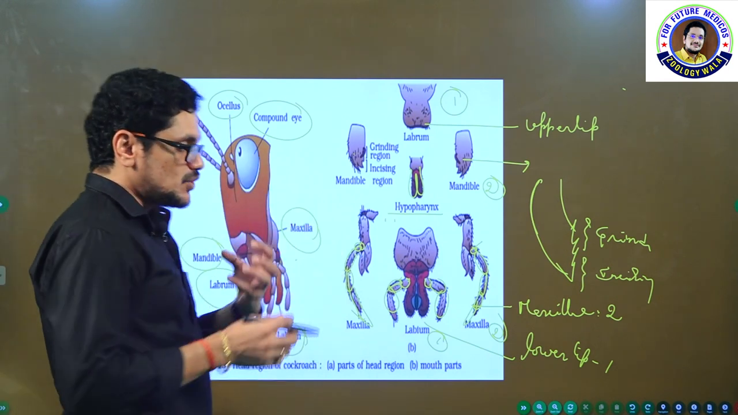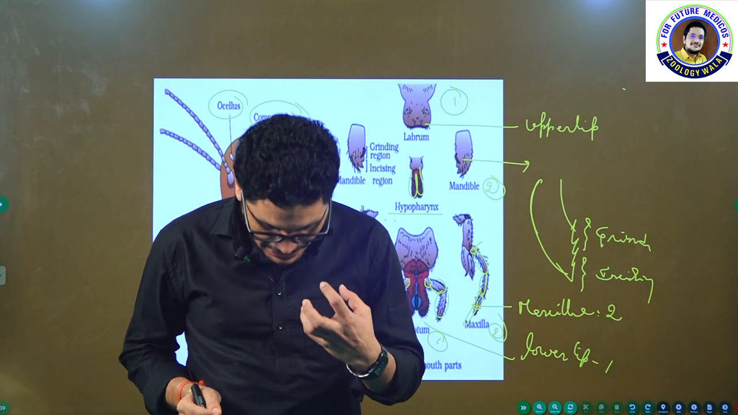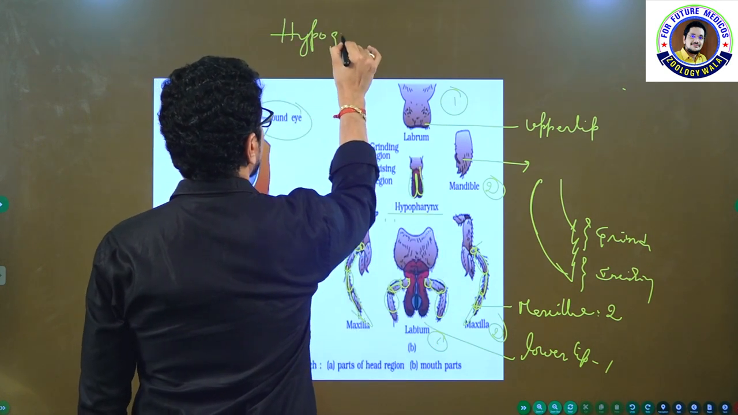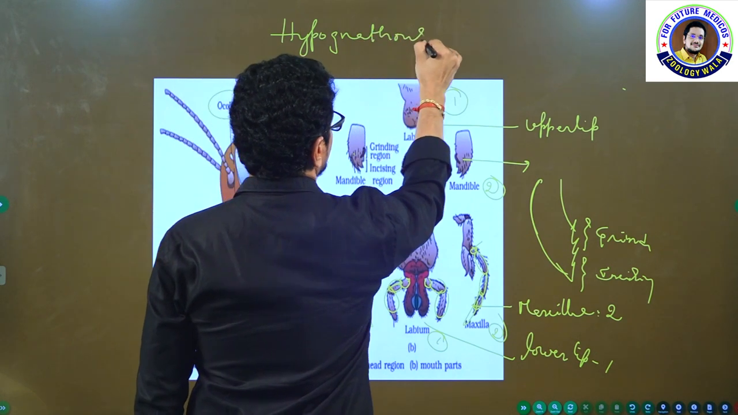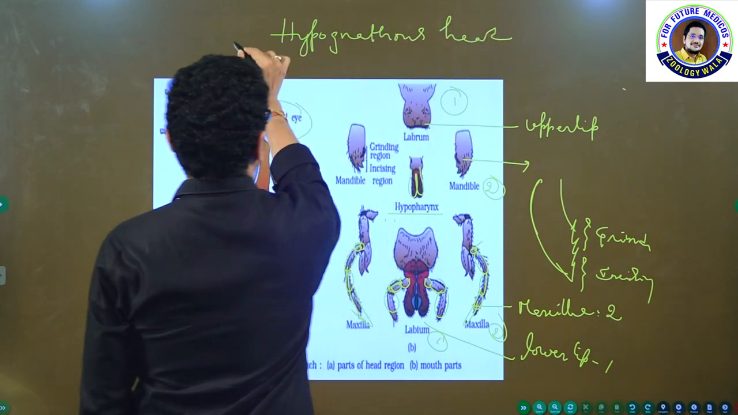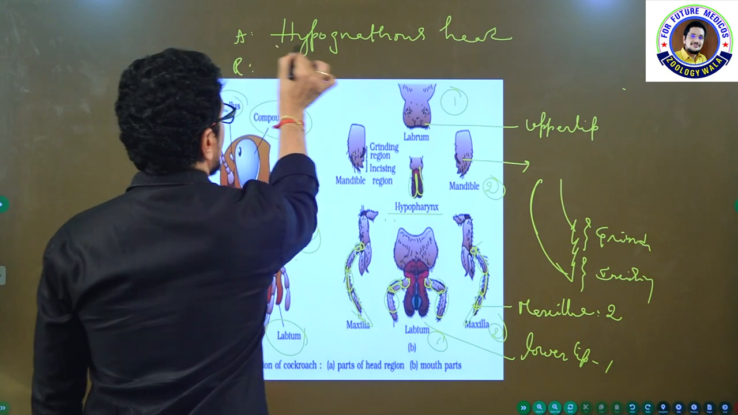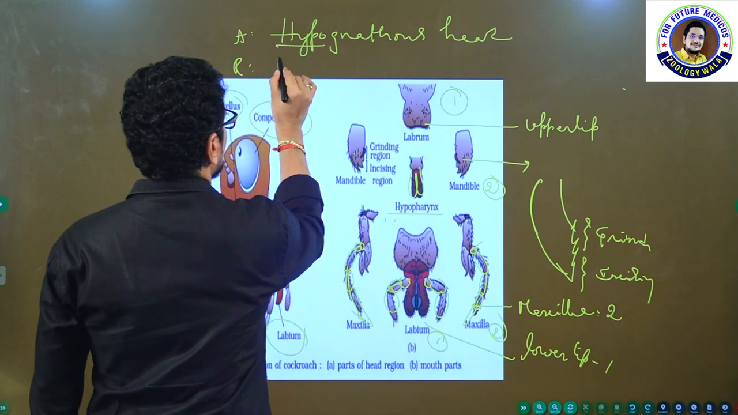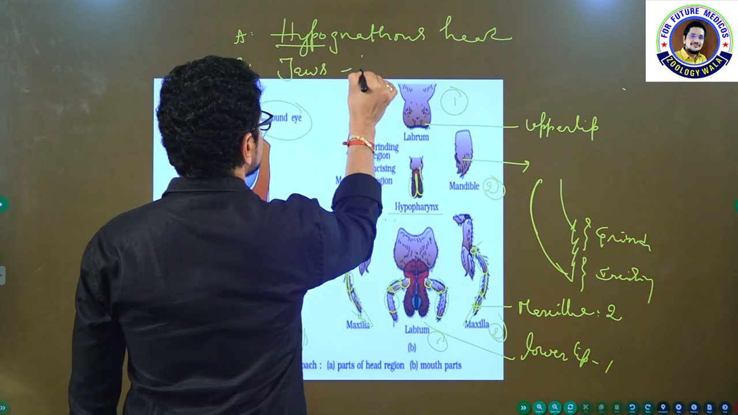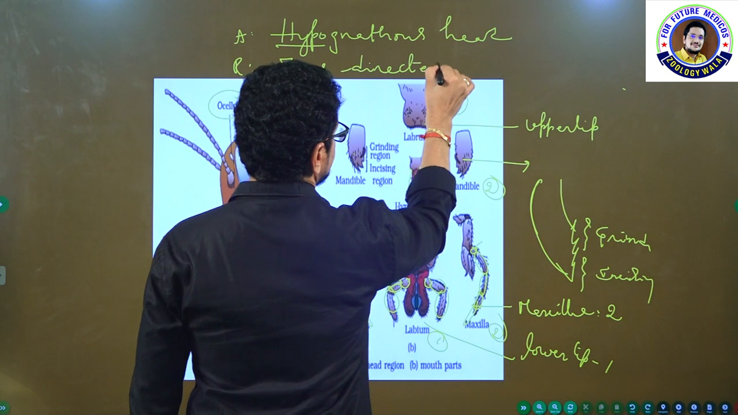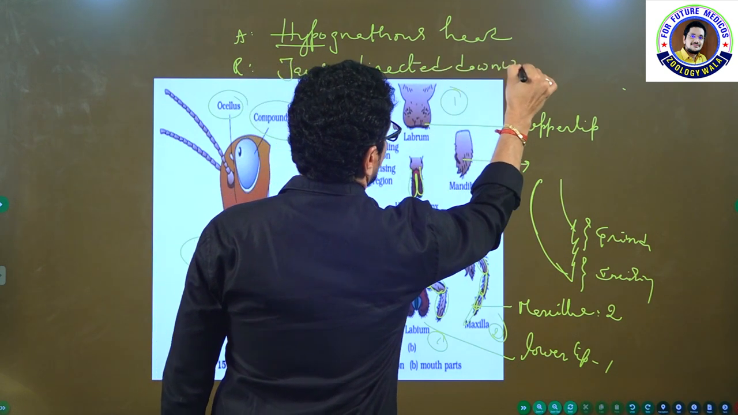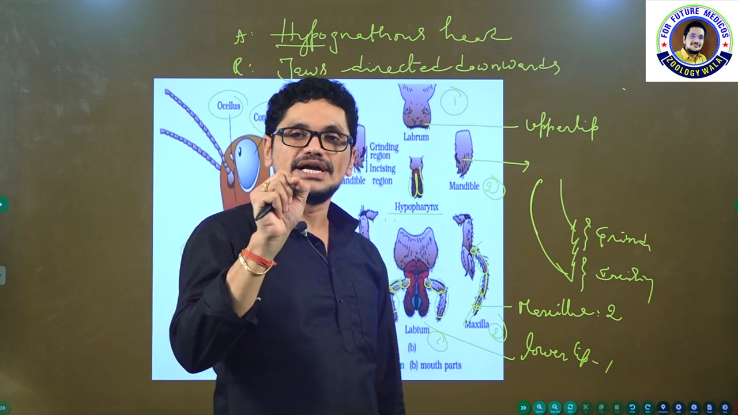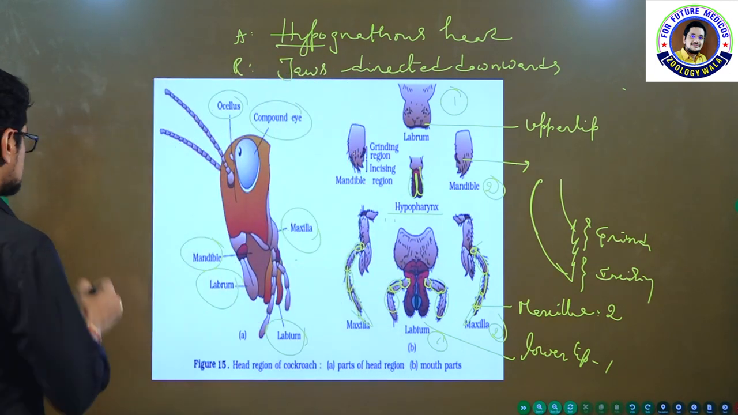And just now I told you, the head is always bent at right angles to the body. That is the reason why it is called hypognathous head. H-Y-P-O-G-N-A-T-H-O-U-S. Hypognathous. Hypo means below, gnathos means jaws. Jaws are always directed downwards, always seeing the bottom. That is the reason why the cockroach head is called hypognathous head. Hope it is very clear.